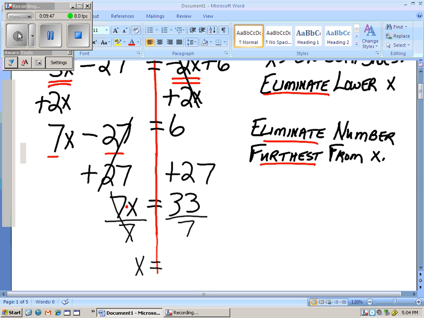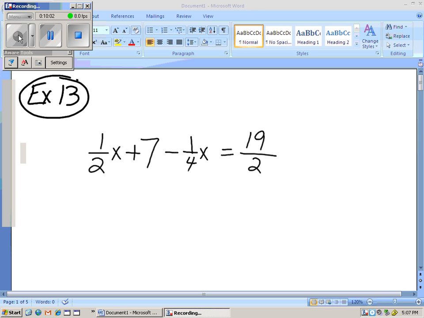And x equals, it's actually fine to leave this as a fraction. If you want to turn it into a decimal, that's fine as well. But as long as this is more or less a simplified fraction, that's a correct answer. So x equals 33 over 7.